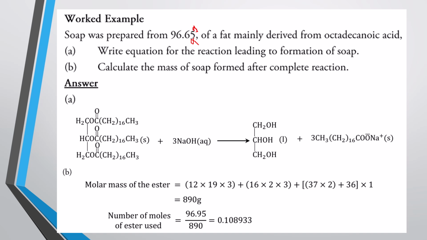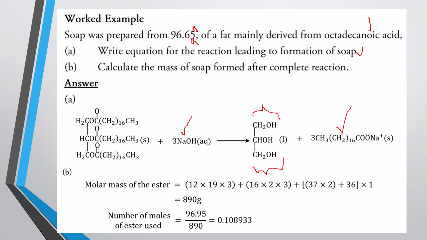So soap was prepared from 96.65 grams of a fat, mainly derived from octadecanoic acid, and we gave the formulas for this. So 1, you write an equation for the reaction leading to the formation of the soap, and then part B, you calculate the mass of the soap that is going to be formed after complete reaction. First, we combine our glyceride with 3 molecules of sodium hydroxide, and we also form 3 molecules of our long chain sodium salt, which is our soap. And the first product, you should always remember, must be glycerol with this formula. Make sure that you practice these things. And glycerol is a liquid, soap must be a solid.